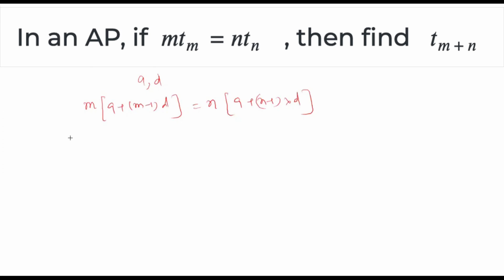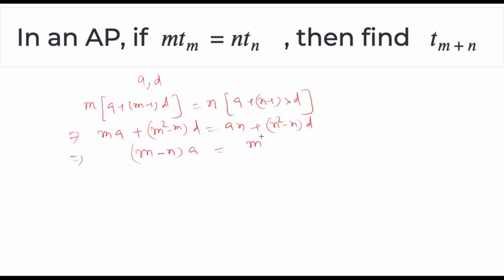Okay, and that will give me ma plus m square d minus md. I'm just multiplying m square directly. I think it will still be fine. I can keep it as m square minus m into d. And here, na plus n square minus n into d. Plus n into a. I'm taking a on one side and sending this to the other side.